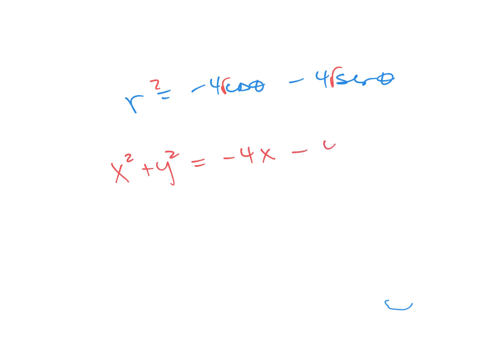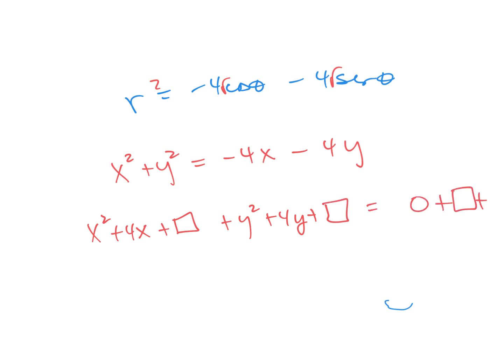So we got r equals negative 4 cosine of theta minus 4 sine of theta. So I'm going to add a square here, add an r here, and add an r. Everybody gets an r. So that r squared turns into x squared plus y squared. And this turns into negative 4x minus 4y. We move everything to the left side of the equation. We get x squared plus 4x plus box plus y squared plus 4y plus box equals 0 plus box plus box.